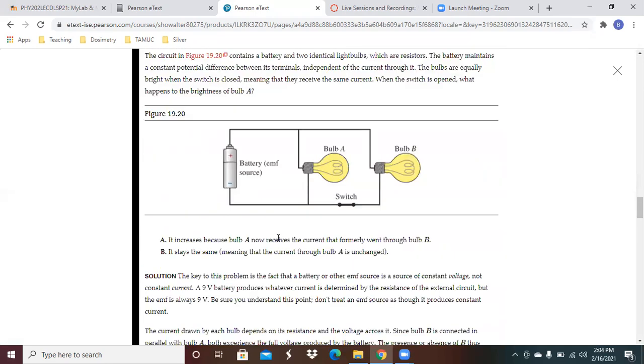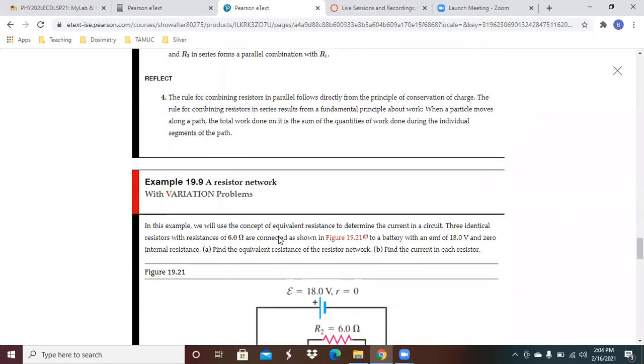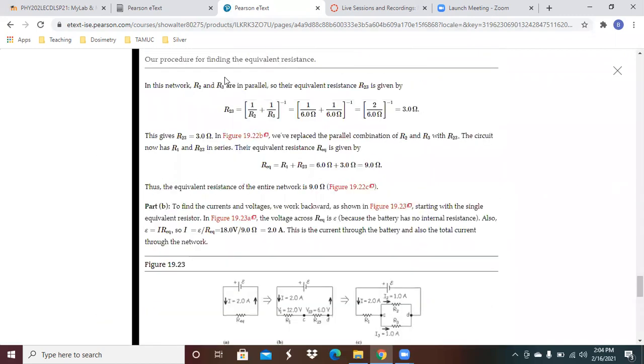So you're going to have several problems here to work through. I encourage you to do so.